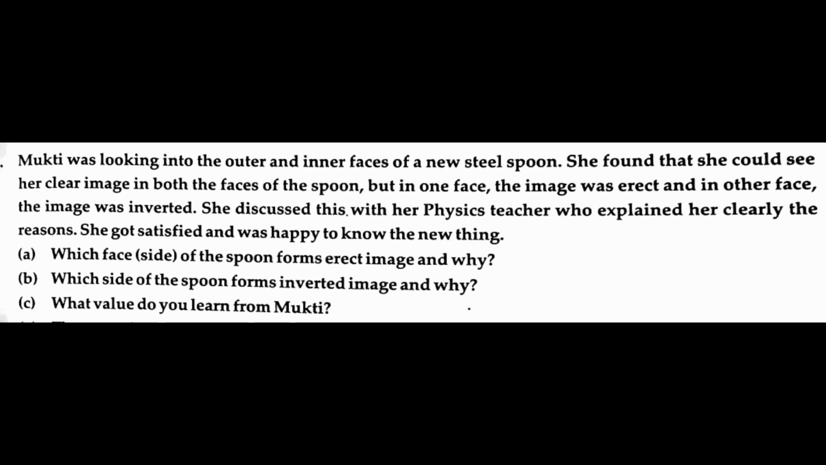Mukti was looking into the outer and inner faces of a new steel spoon. She found that she could see her clear image in both faces of the spoon, but in one face the image was erect and in the other face the image was inverted. She discussed with her physics teacher, who explained the reasons clearly to her. She got satisfied and was happy to know the new things.